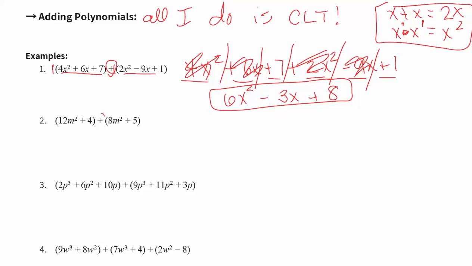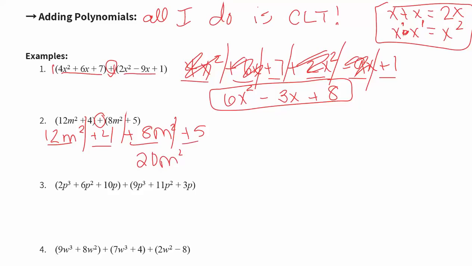If I go down and look at number 2, I know I'm adding a binomial plus a binomial because I have a plus sign in the middle. So those parentheses are basically useless, and I'm going to go ahead and get rid of them. And then I'm going to draw my slashes. 12m squared I can combine with 8m squared, and that gets 20m squared. 4 I can combine with 5, and I'm going to get 9.